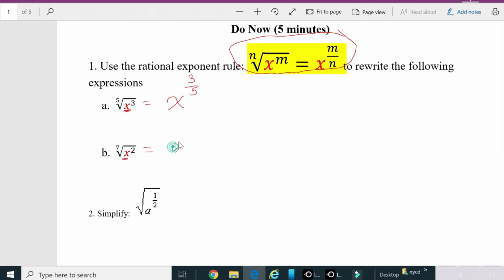Same thing for b. x again, x will be your base, and the number on the outside will be 7, and the number on the inside will be 2. So it'll be x to the 2/7. Okay, so just follow that formula.